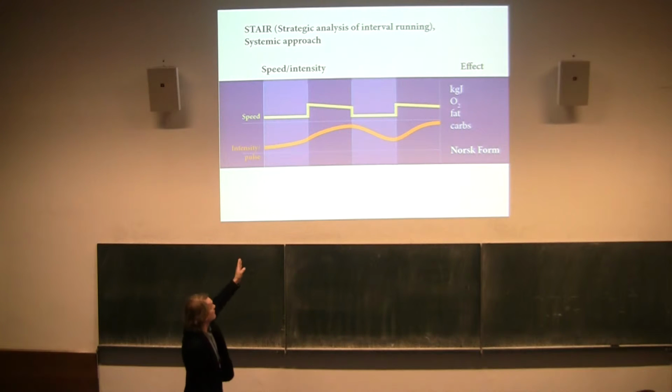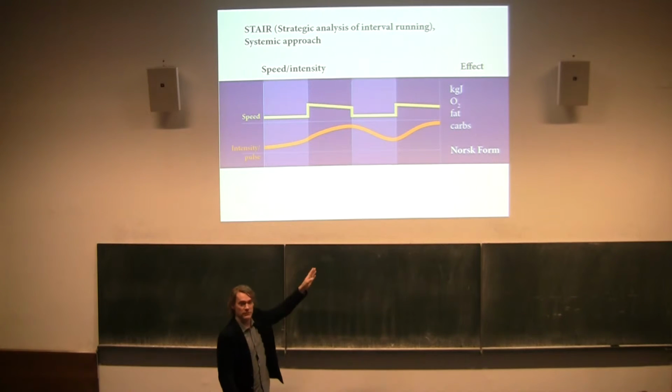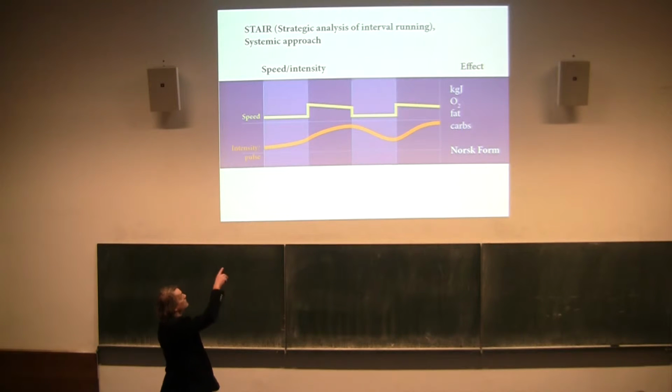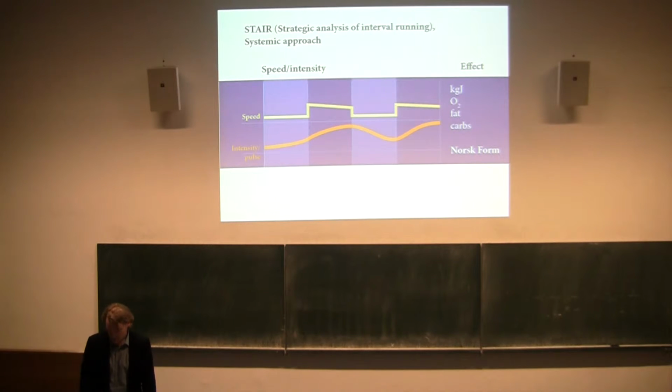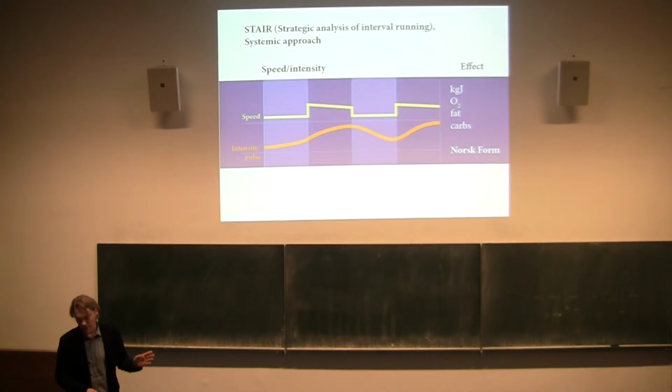The lines here are intervals that I do, and then I have low speed and high speed. And this is what I think is a typical and boring picture of interval training. I lose fat, I take up more oxygen, etc. So then I ask myself, how can I look at this picture differently?